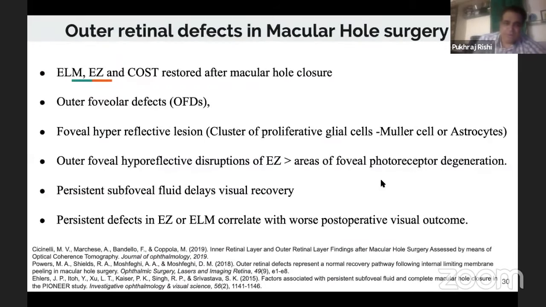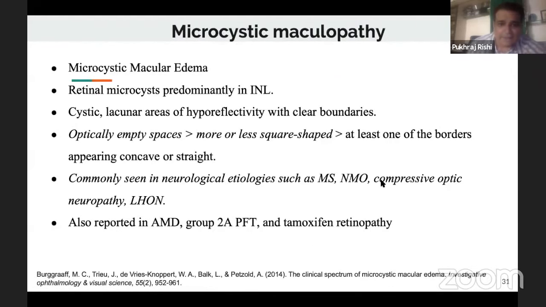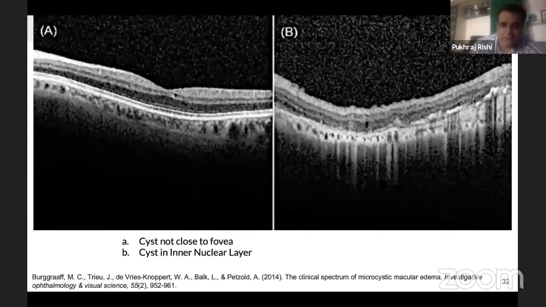So coming back to macular hole surgery, macular hole surgery can cause persistent outer retinal defects or outer foveal defects. And there is also something called microcystic maculopathy. These are optically empty spaces which are more or less square shaped, but at least one border should appear concave. Here on the left scan, you can see there is straightening of the border of this microcystic lesion in the inner nuclear layer.